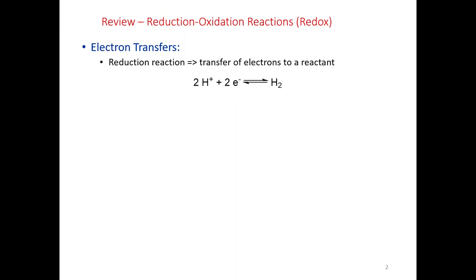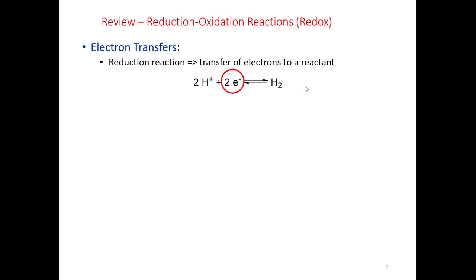The first is a reduction reaction, and that's the transfer of electrons to a reactant. In this case, two protons are being reduced with two electrons to generate hydrogen gas. And you can tell that this is a reduction reaction because the electrons are on the left-hand side of the reaction or equilibrium arrows, shown here.